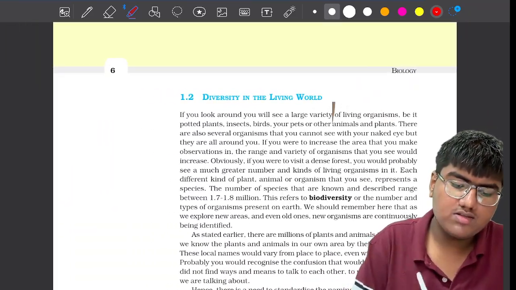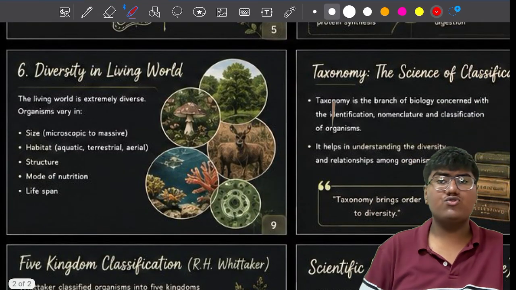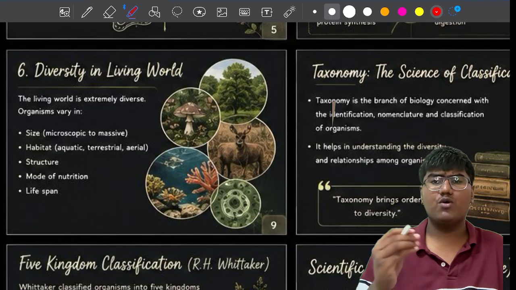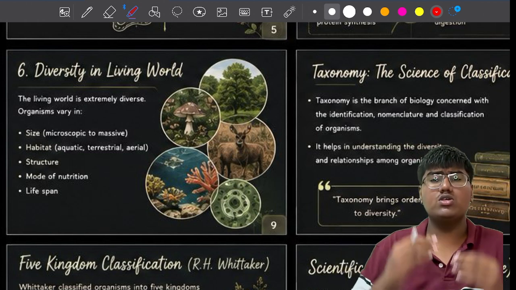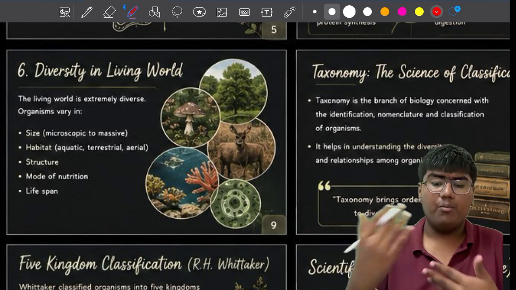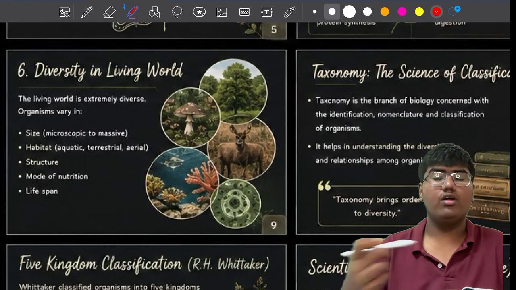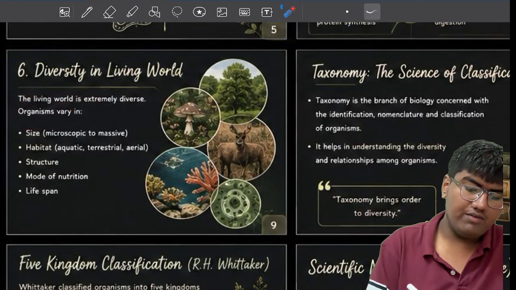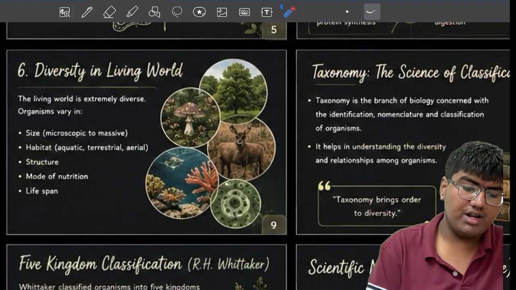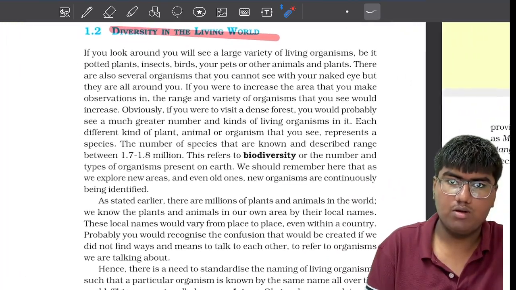Now, the next topic is the diversity in the living world. So let's see that. The living world is extremely diverse. We see so many different types of organisms that are very much diverse in nature. We can't imagine how many are microscopic, how many are prokaryotic, and how many are bacteria that we can find. Organisms vary in size, microscopic to massive, habitats, aquatic, terrestrial, aerial, structure, mode of nutrition, and lifespan. Okay, so let's see what NCERT has to say about it.